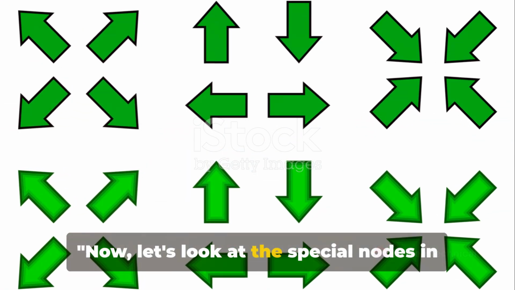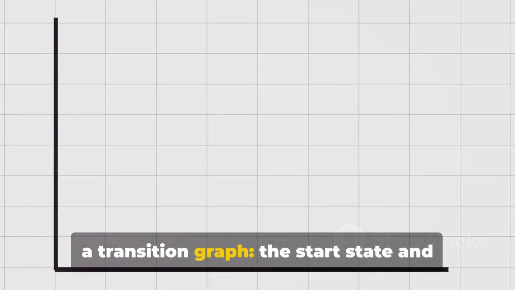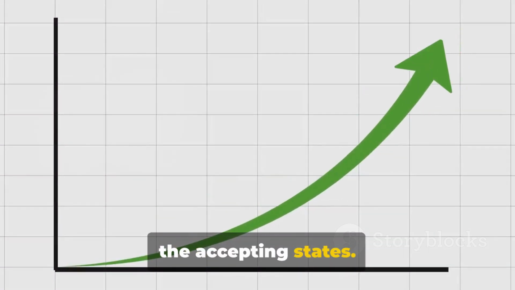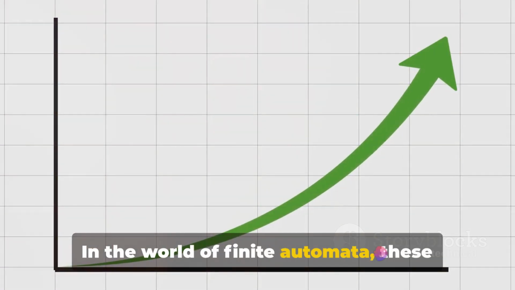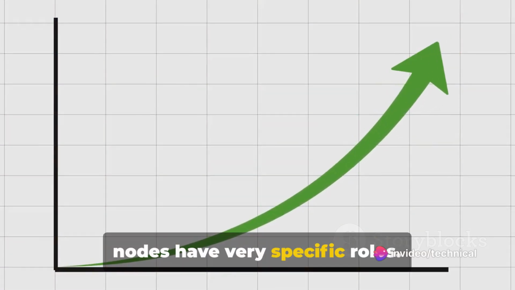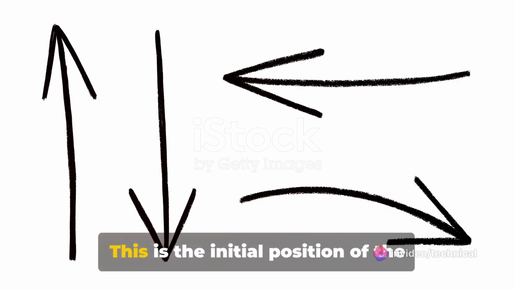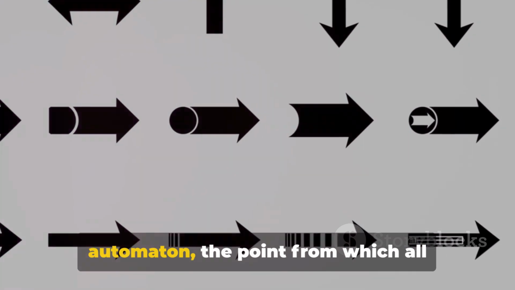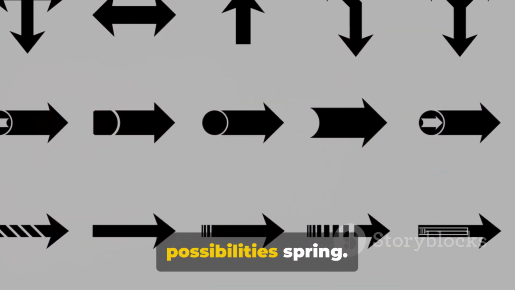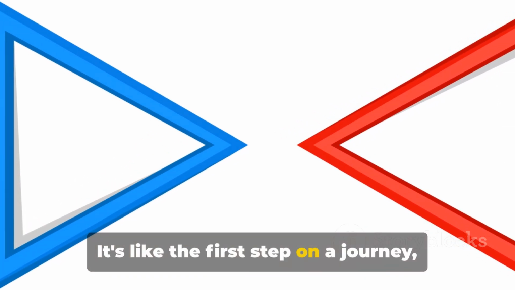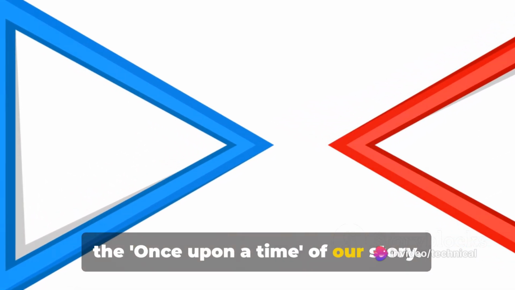Now, let's look at the special nodes in a transition graph, the start state and the accepting states. In the world of finite automata, these nodes have very specific roles. First, let's dive into the start state. This is the initial position of the automaton, the point from which all possibilities spring. It's like the first step on a journey, the once upon a time of our story.